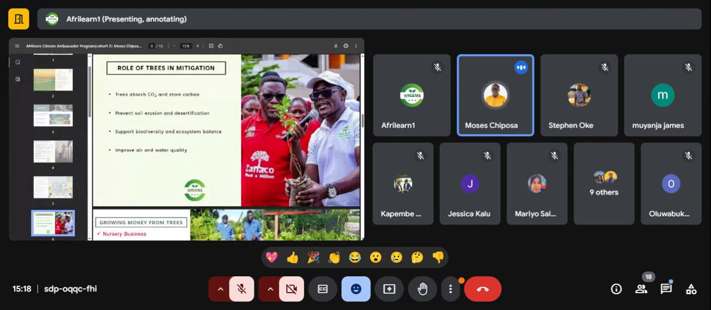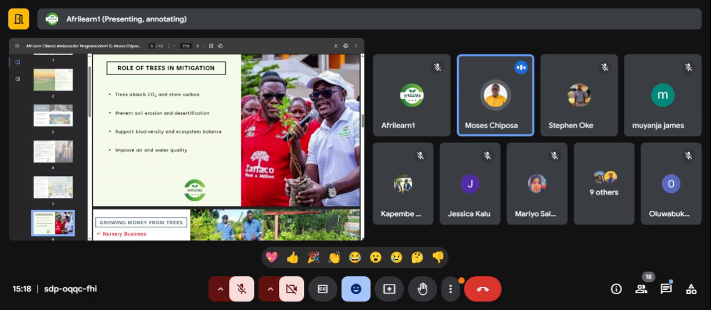The other aspect is supporting biodiversity and ecosystem balance. So healthy forests and tree cover support biodiversity. And when we talk of biodiversity, we're talking about different living organisms. It could be trees, it could be wild animals, and also ensuring that ecosystems remain resilient in the face of climate change. The other aspect we can discuss is improving air and water quality.